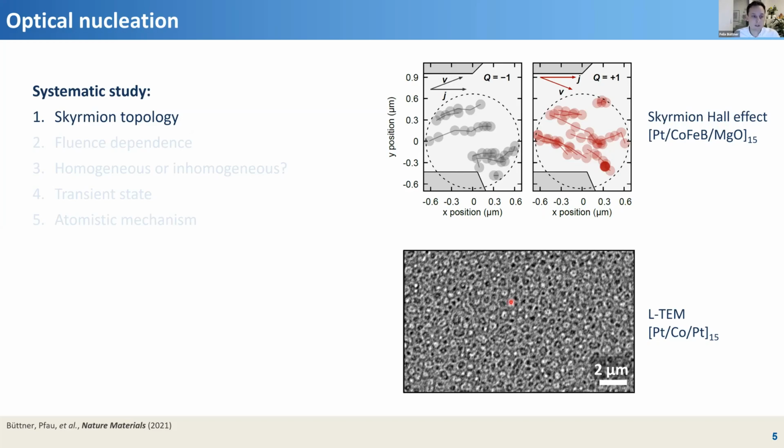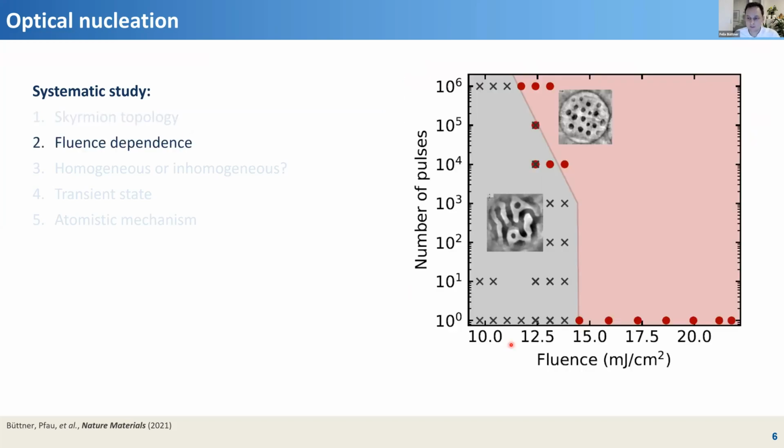The next experiment we did was to investigate the fluence dependence of the process. Here is shown the fluence on the x-axis, the number of laser pulses on the y-axis, and the resulting state in the color. What we find is that above a certain very sharp fluence threshold, we only need a single pulse to nucleate a pure skyrmion state, whereas below that threshold, we need at least 10 to the 4 pulses to produce the same result. So below the threshold, apparently, it's an activation of an energy barrier, a stochastic process, whereas above the threshold, it's more like a phase transition. So there's a signature of a phase transition.